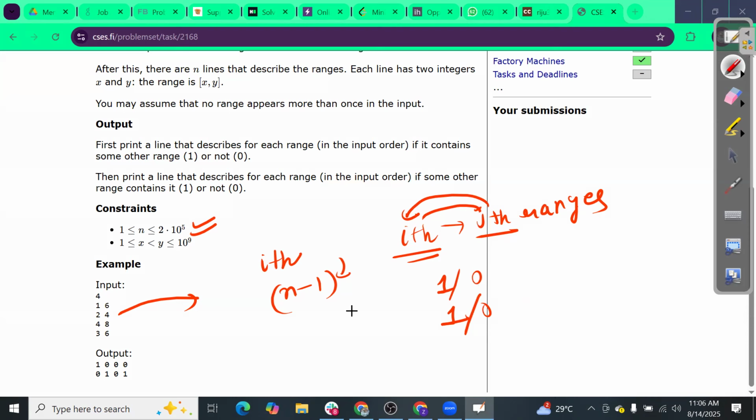If you are doing it for all n ranges, and for any range I am required to do n-1 checking operations, the overall time complexity would be big O of n square.